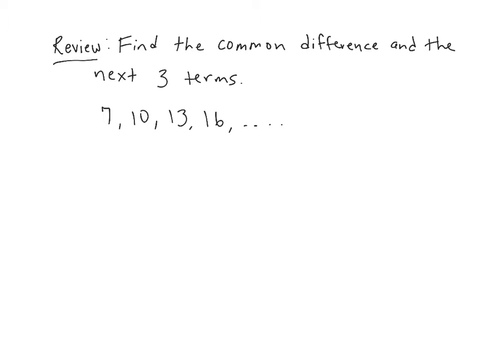So common difference, we covered it yesterday. So find the common difference, d, and enter your answer when you're ready. So here, 7 plus 3 is 10, 10 plus 3 is 13, 13 plus 3 is 16, so our common difference is 3.